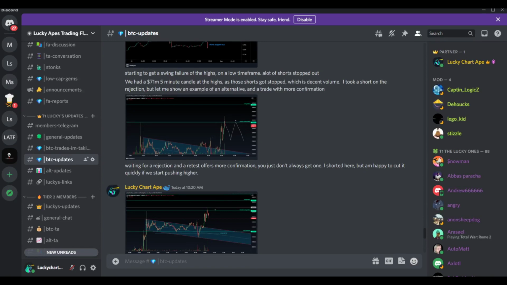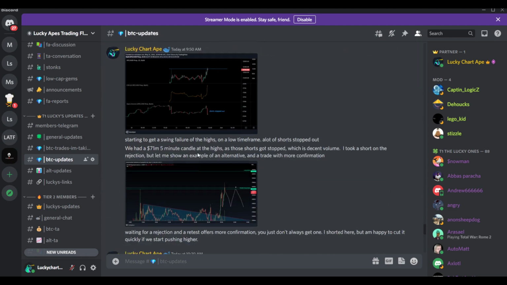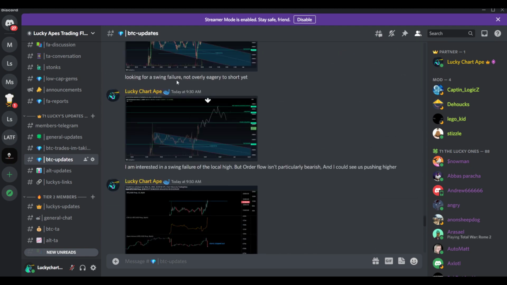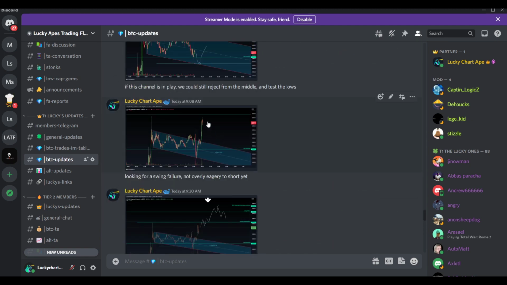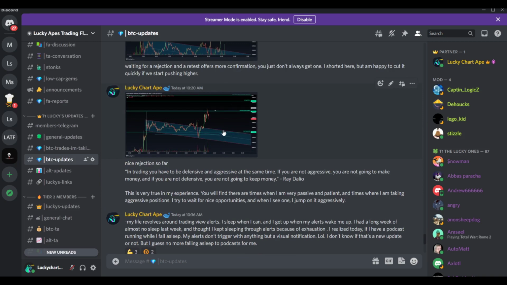I guess I already went through this, but as price was pushing up, yeah, I'm still waiting. Even if we get this minor rejection, I'm still waiting. I'm not interested in shorting yet. And then when we get something I like, I just say I'm shorting. I'm taking an aggressive short.